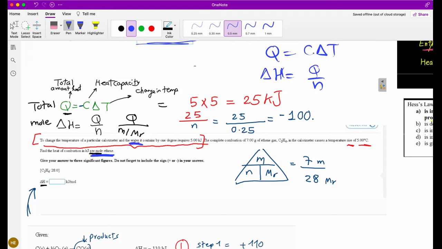There is water here, so it's capital C. There is no need for the mass. I will tell you in other examples why there is mass. Here it's equal to 5, so put 5. And the change of temperature is 5. This is just a coincidence. 5 multiplied by 5 is 25.